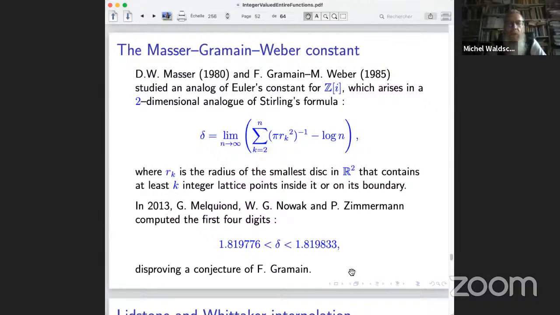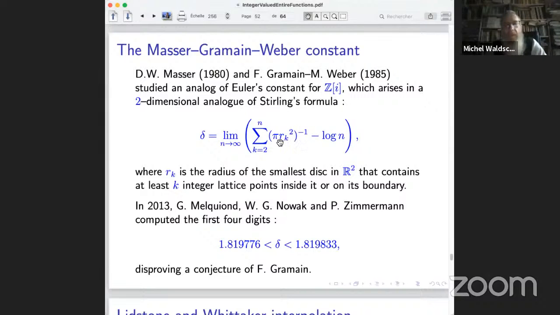But when they were studying this question, they introduced a two-dimensional analog of Stirling's formula. This is the limit of the sum for k equal 1 up to n of pi r_k squared minus 1, minus log n. R_k, this sequence, is the radius of the smallest disk in R squared that contains at least k integer lattice points inside or on the boundary. The disk is not assumed to be centered at 0. If it is centered at 0, the problem is completely different. But we ask for the smallest disk in R squared that contains at least k integer lattice points.